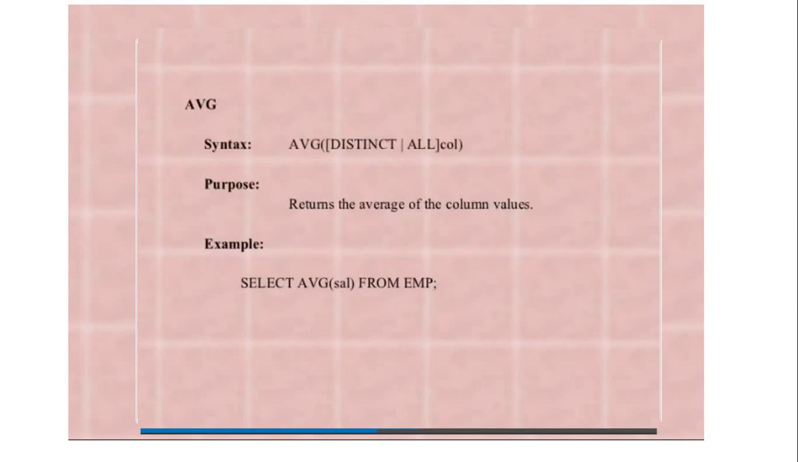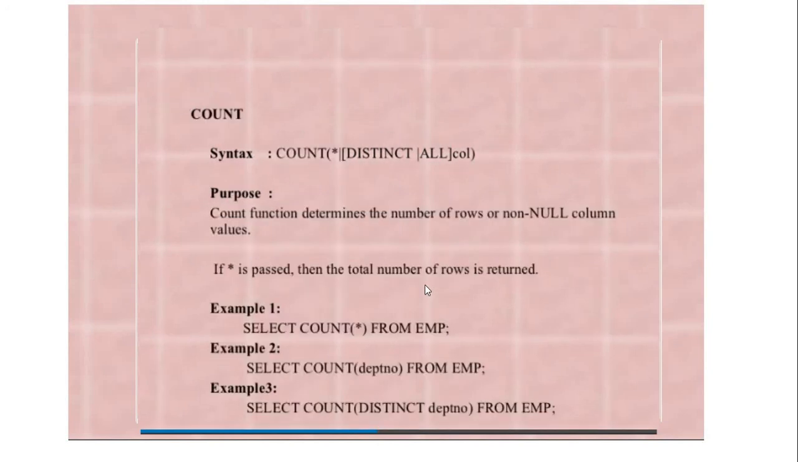The first function in this category is average, which returns the average value of the set of values. For example, suppose we want to calculate the average salary of all the employees, where the salary is given as the attribute salary. So we can apply this command: select average salary, salary is the attribute, from the employee table. It will give the average salary of all the employees.